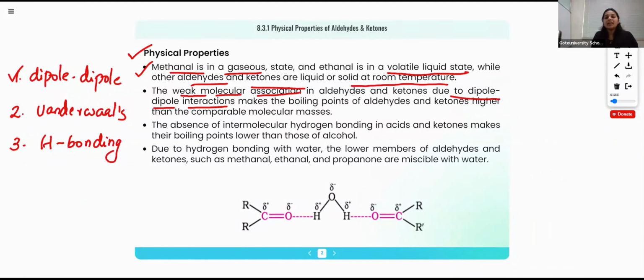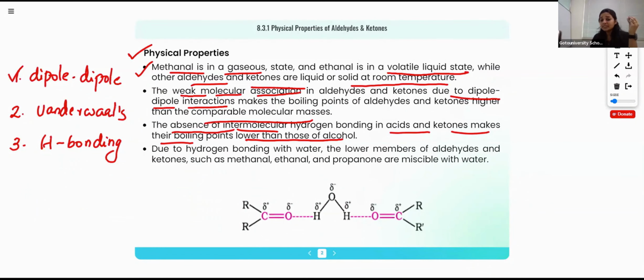The weak molecular association in aldehydes and ketones due to dipole-dipole interaction makes the boiling points of aldehydes and ketones higher than those of hydrocarbons of comparable molecular mass. The absence of intermolecular hydrogen bonding in aldehydes and ketones makes their boiling points lower than those of alcohols. In the last topic I told you, between alcohol molecules there will be hydrogen bonding. Why? Because alcohol contains oxygen, which is electronegative, so it can bond with the neighboring molecule using the hydrogen atom between the alcohols.